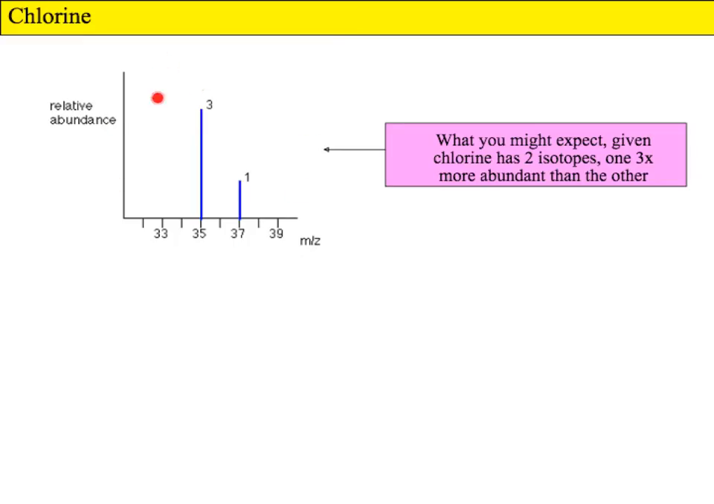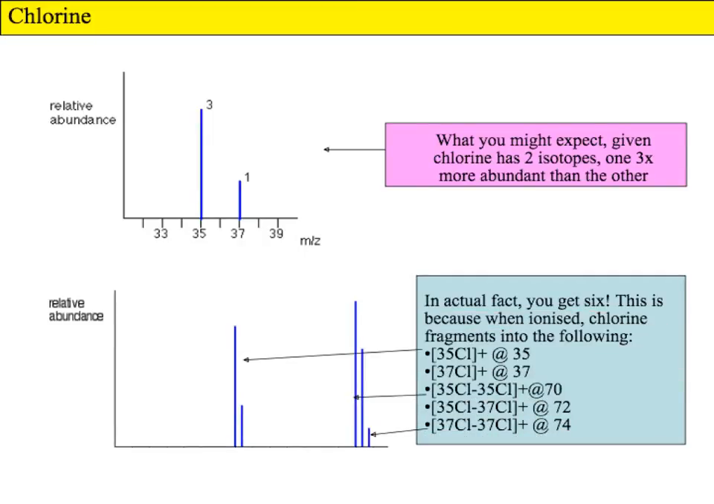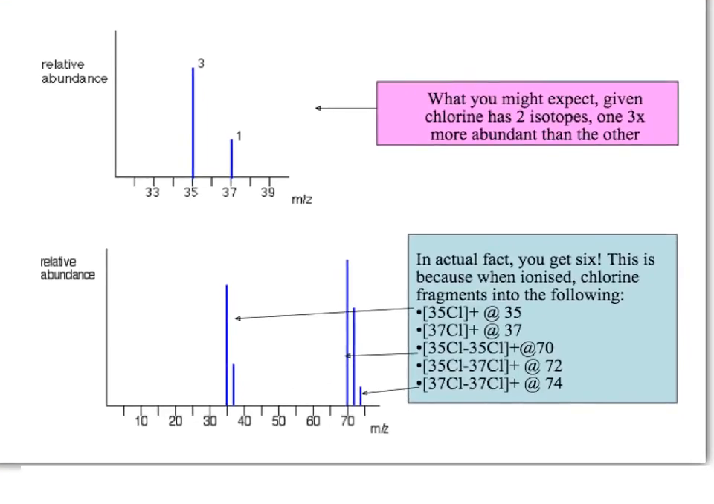Okay, here's the mass spectra you would expect to find of chlorine. It's got 2 isotopes, the lighter one at 35, the heavier one at 37. In reality, this is what you actually get. So we've actually got a few more peaks. So we've got these 3 peaks here higher up.